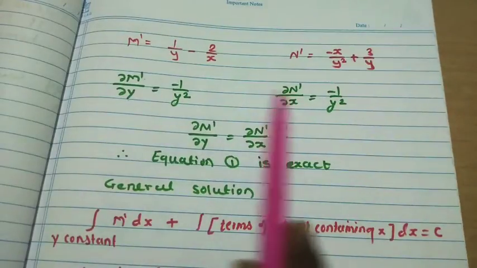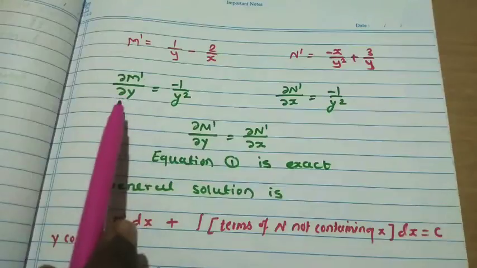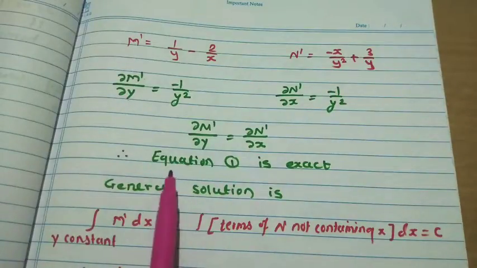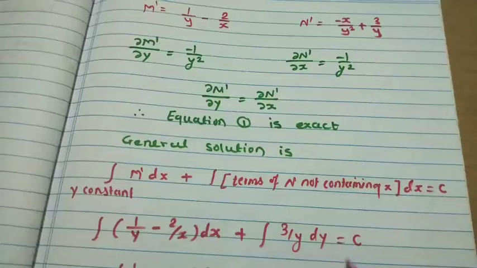Now you can observe here ∂N dash/∂x and ∂M dash/∂y are the same. This means the new differential equation is exact. It becomes exact after multiplying by the integrating factor. Now you can find the general solution.